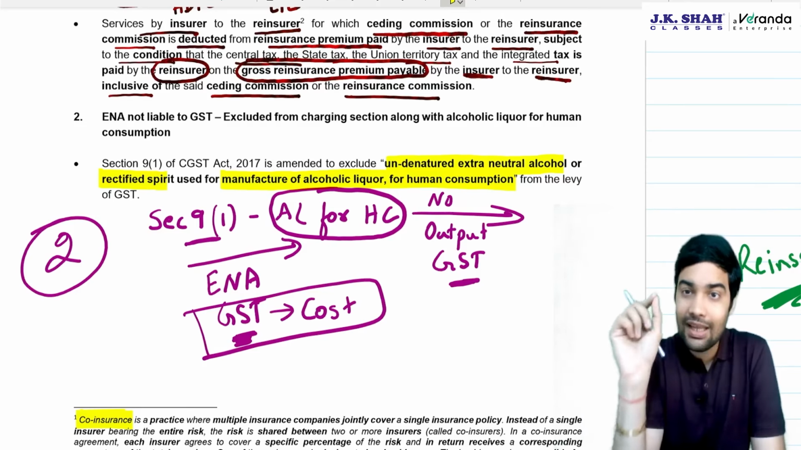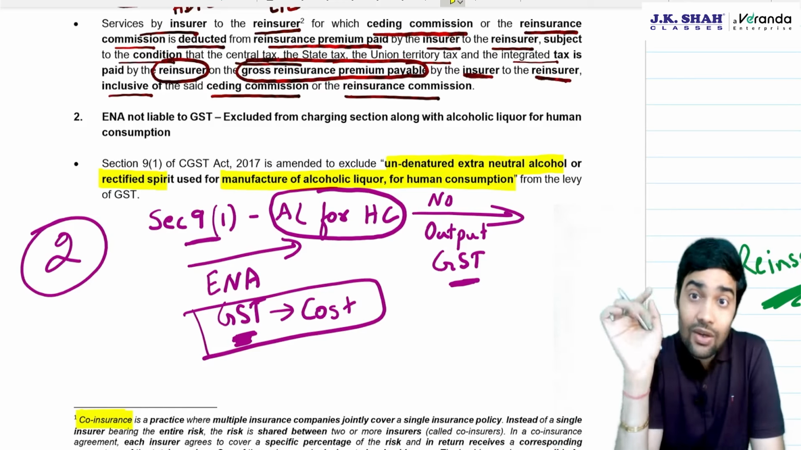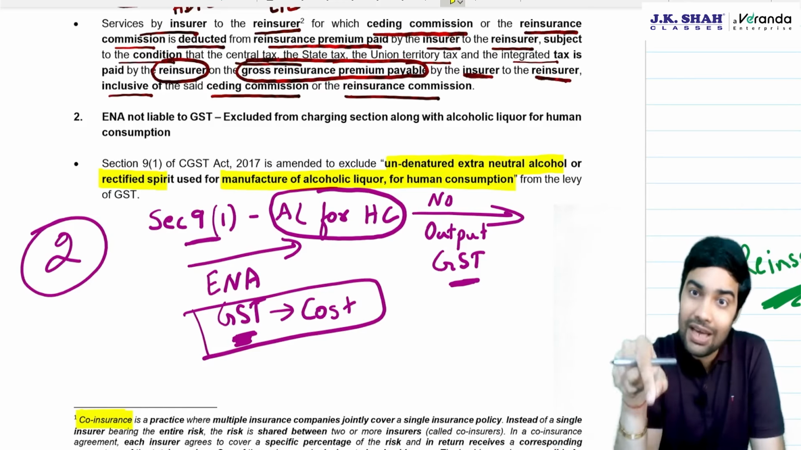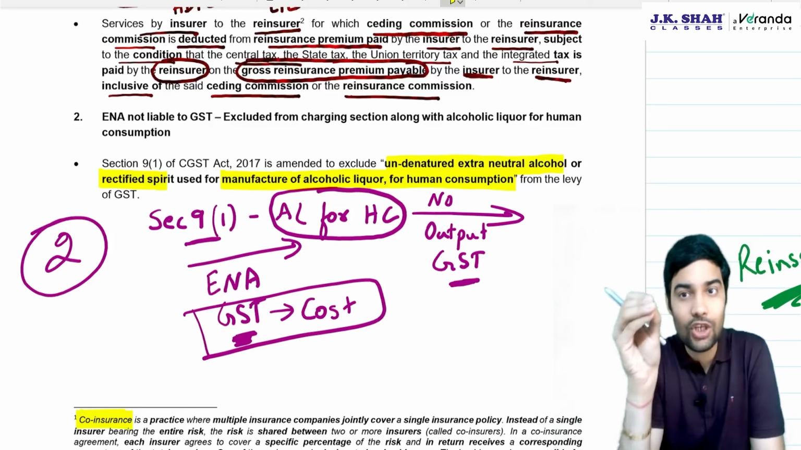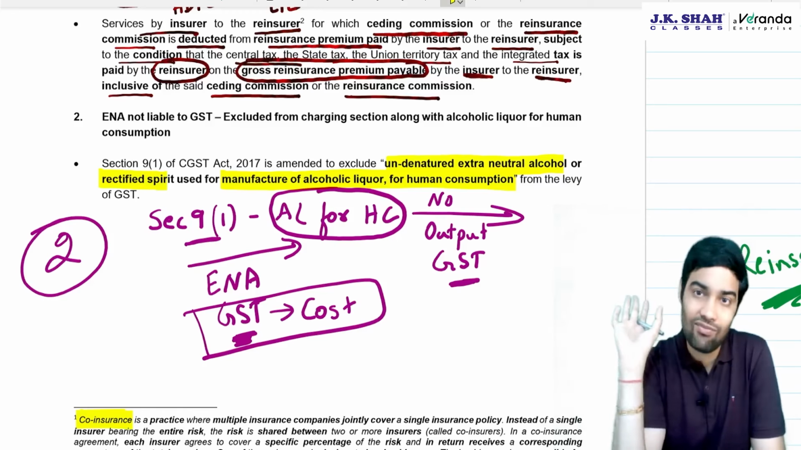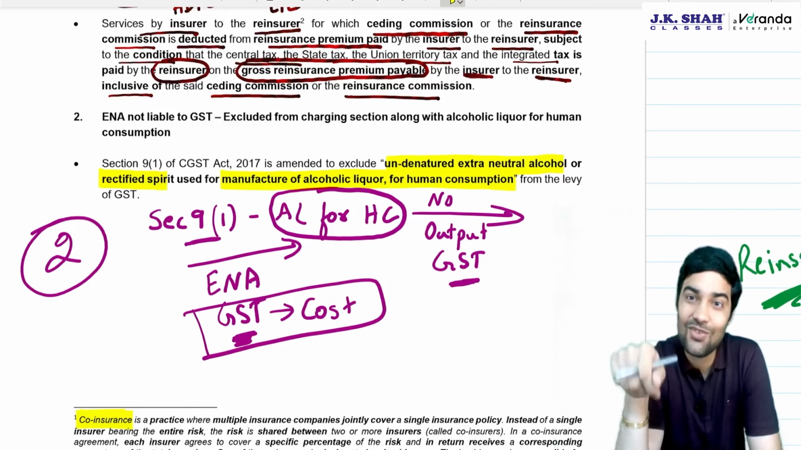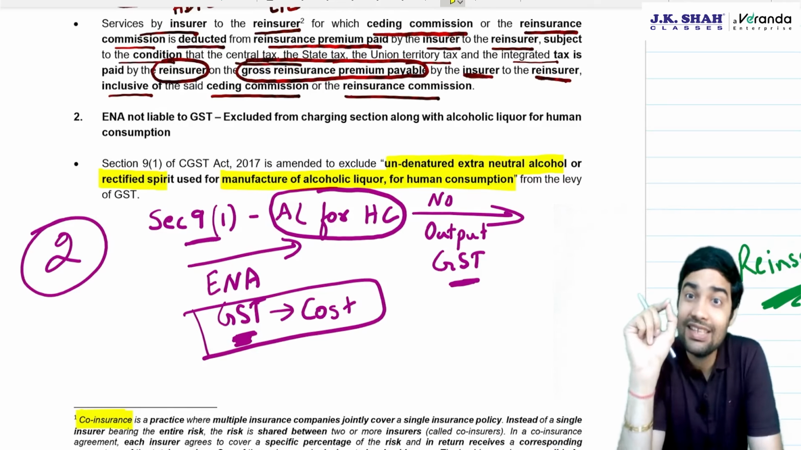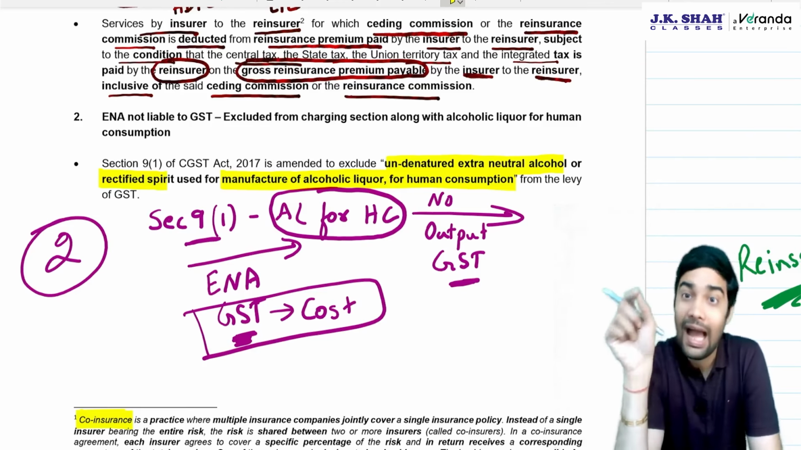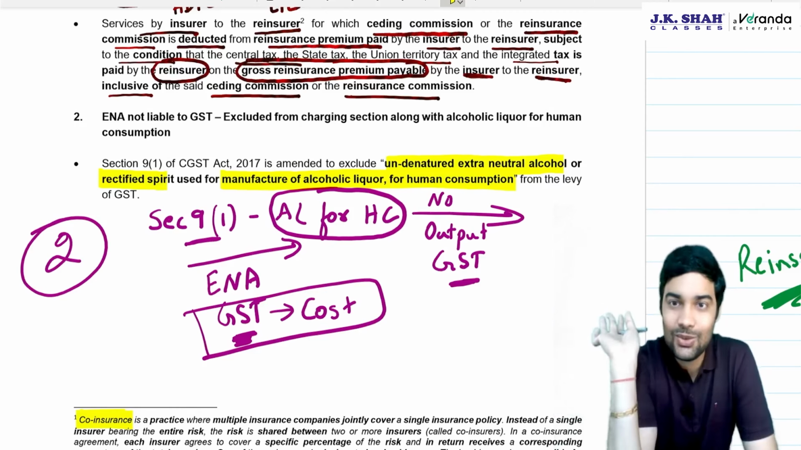What is that one product? Undenatured ENA. It is outside GST. When is it outside GST? Only when it is used for manufacture of alcoholic liquor for human consumption. Be very careful, very smart with the wordings, because they will give you undenatured ENA, but they will say it is used for manufacture of alcohol which is used for medicine. That will be liable. When is it not liable? Used for manufacture of alcoholic liquor, human consumption. Then it is not liable to GST.